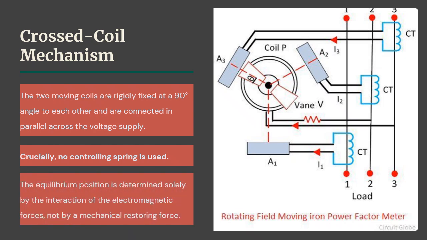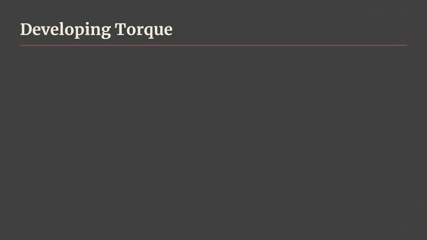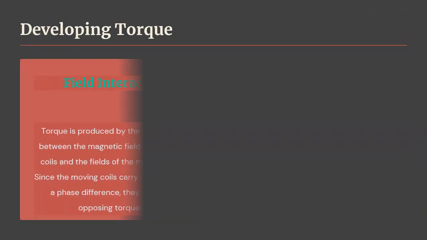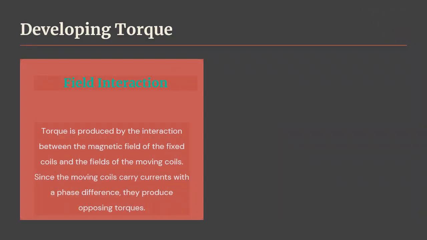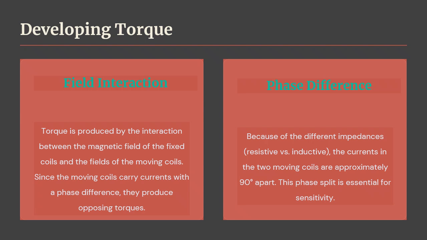Developing torque. Torque is produced by the magnetic interaction between the main current's fixed coil field and the fields of the two moving coils. Because the currents in the moving coils are phase shifted by approximately 90 degrees, they generate opposing torques that accurately reflect the system's overall phase angle.